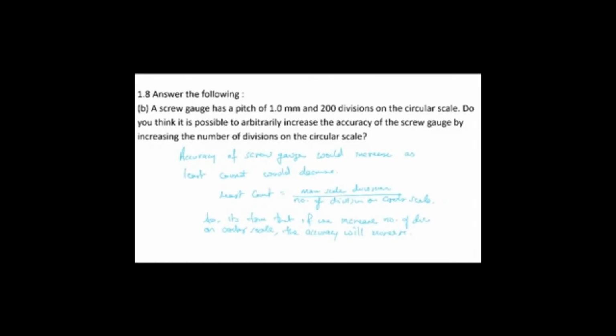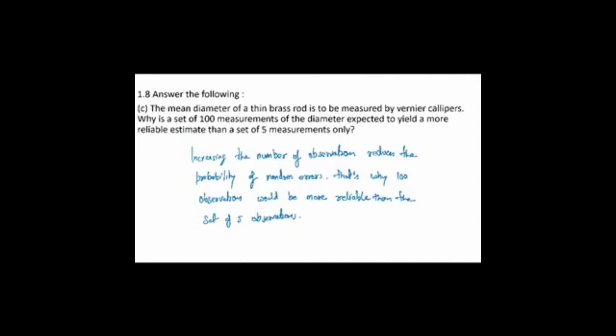Moving forward to the next question, we have: the mean diameter of a thin brass rod is to be measured by vernier calipers. Why is a set of 100 measurements of diameter expected to yield a more reliable estimate than a set of 5 measurements only? We all know that increasing the number of observations reduces the probability of random errors. So that's why 100 observations would be more reliable than the set of 5 observations, because random error would decrease.